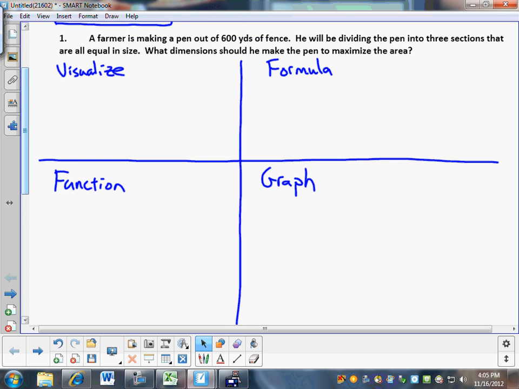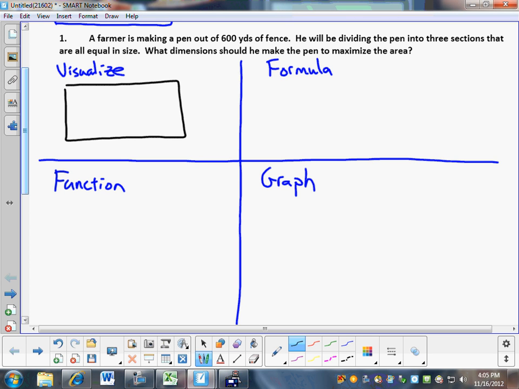Visualize the problem. Farmer is making a pen out of 600 yards of fence. So that's what I need to do first. Visualize it. If he's making a pen out of 600 yards of fence, the pen looks like this. He's dividing the pen into 3 sections. So 1, 2, 3. They're all the same size. It's not the same size, sorry, but it's okay. And what dimensions should he make it? Well, dimensions are, in this case, width and length. You can see that I have width, width, width, and width. I have 2 lengths. Okay?